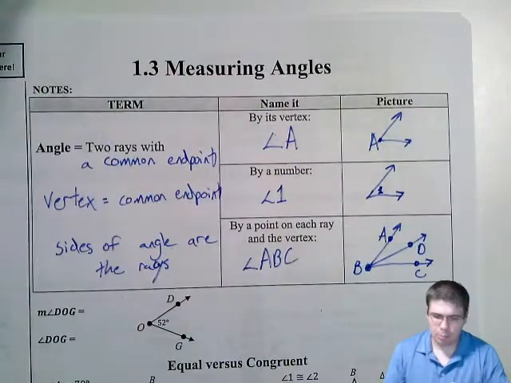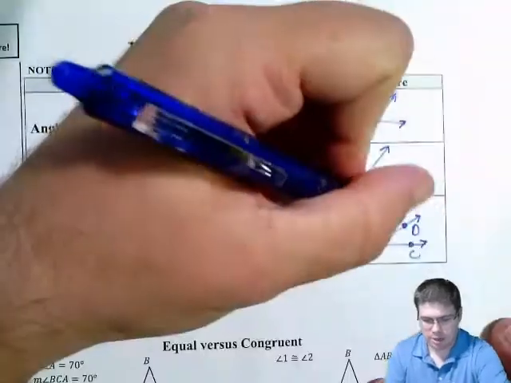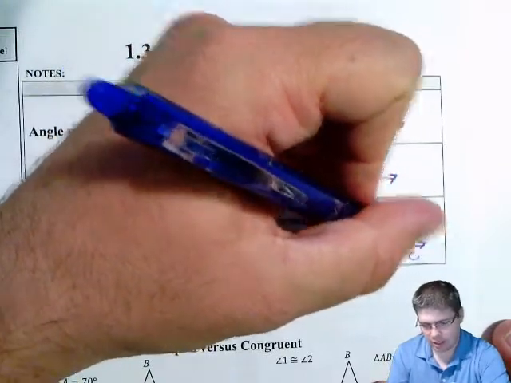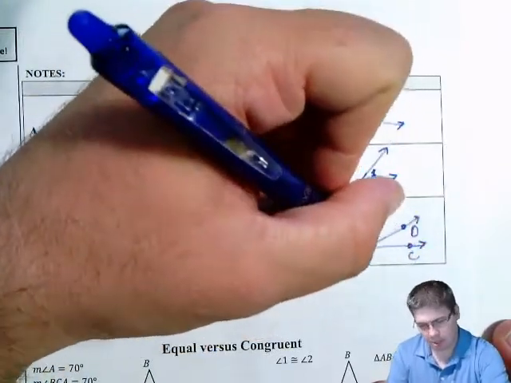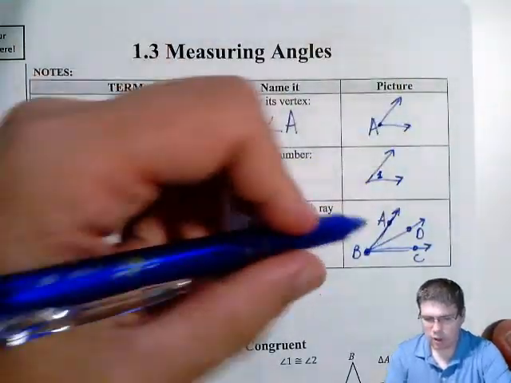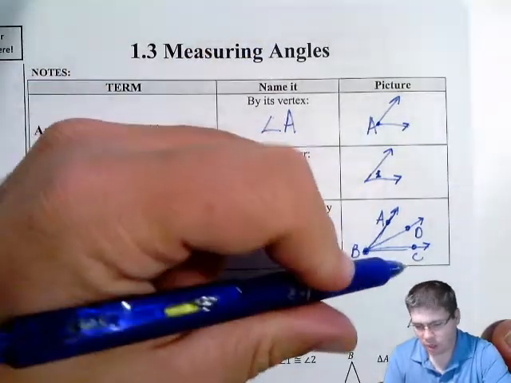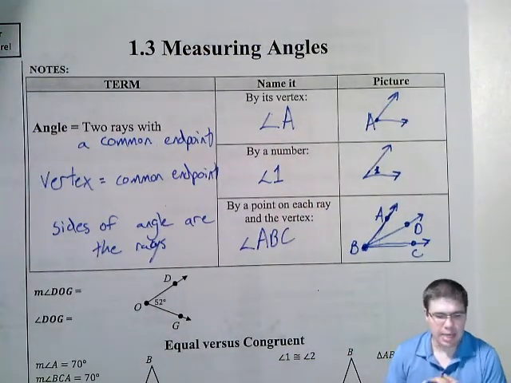I can't just call it angle B because there's actually 3 different angles occurring at B. I've got this little angle up here, I've got this little angle down there, and then I've got that bigger angle. So if I want to talk about that bigger angle, we would call that angle ABC. You do need to get the vertex as the middle of those 3. I also could have called that angle CBA.